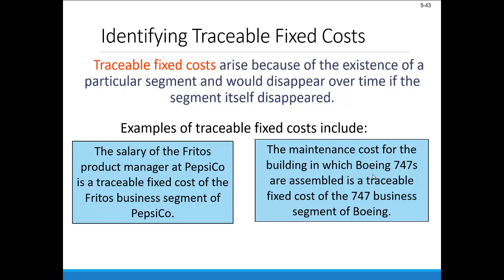I'd also like to use an example in our own setting. Clemson has a bunch of different colleges, including the College of Business. The salary of the dean of the College of Business, Dean York, we'd say is a traceable fixed cost of the College of Business, if we think about that as a segment within Clemson University. If Clemson tomorrow decided, hey, we're only going to be a school of engineering alone, we're going to get rid of everything else, then we wouldn't have Dean York around for much longer. Someone else would snap her up immediately because she's fantastic, of course. But the point is she'd be looking for employment elsewhere.